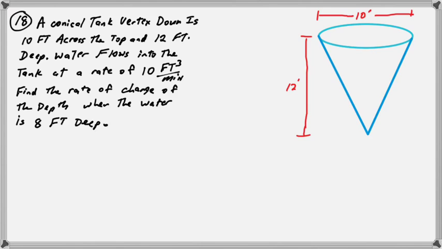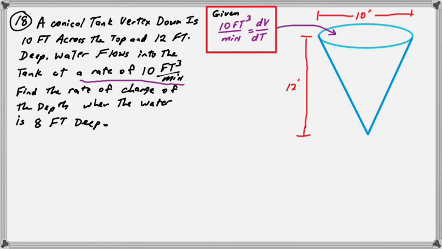And what's happening? Water is flowing into this. So let's make the water purple. Water is flowing into this at a rate of 10 cubic feet per minute. Cubic units are volume. Minutes are time. It's a derivative because it says rate of. So that is one of the givens. They give us dV/dt.